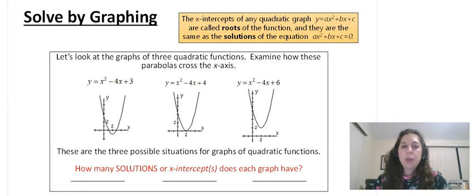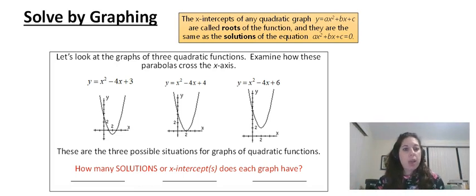When you graph the quadratic, the x-intercepts of the graph are what we call the roots. The roots of the function are the solutions. So basically what I'm saying is where that graph crosses the x-axis, every place it touches that x-intercept, those are the solutions to your quadratic.